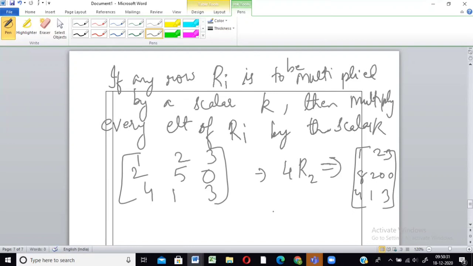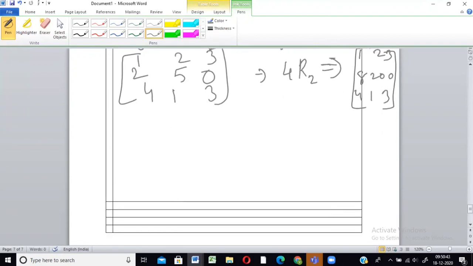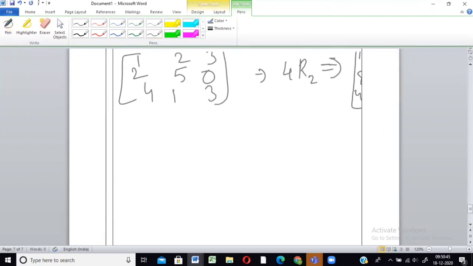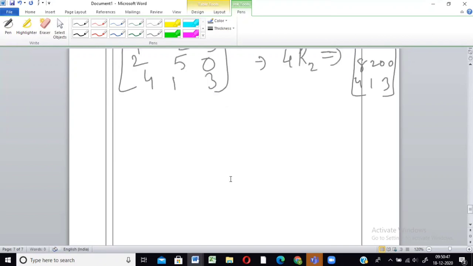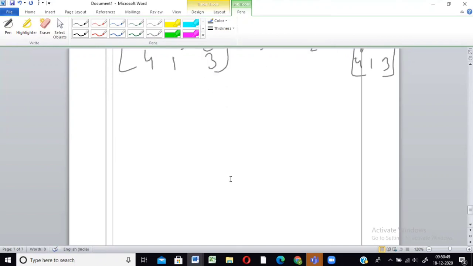Likewise, for the column also the same thing happens. For a column, suppose 3 into C3 is done, then this becomes 9 0 9. The first two columns will remain absolutely unchanged. I suppose we can understand the same property for a row, and for columns you can easily understand because it's very similar.